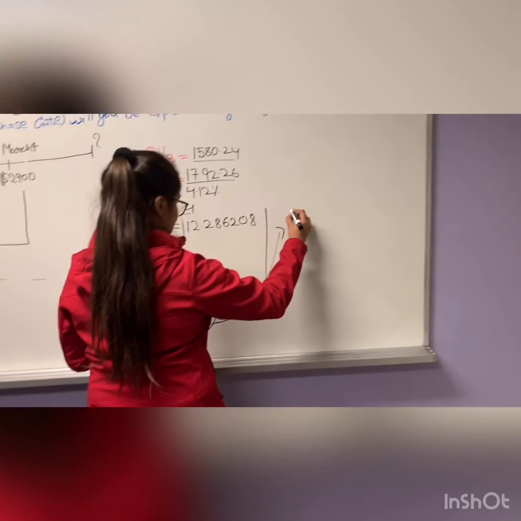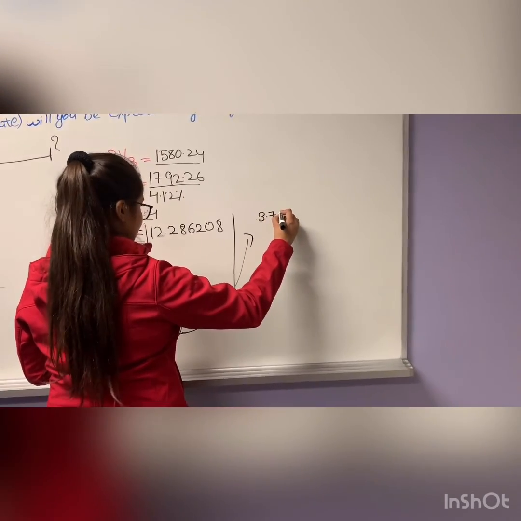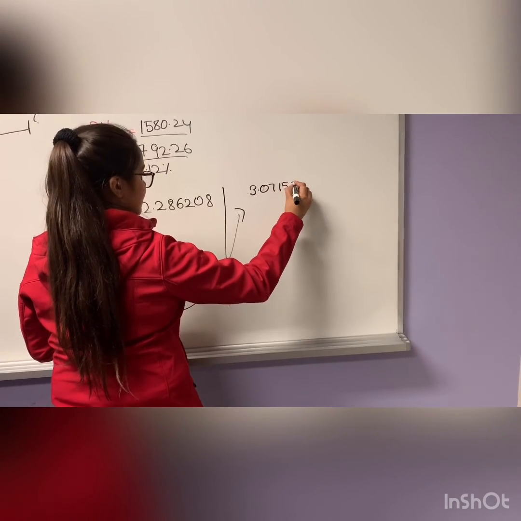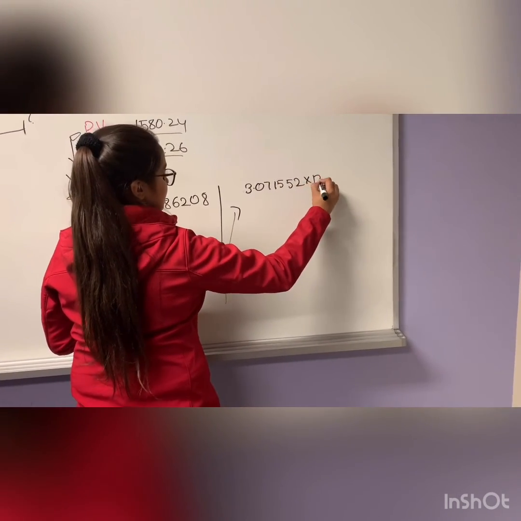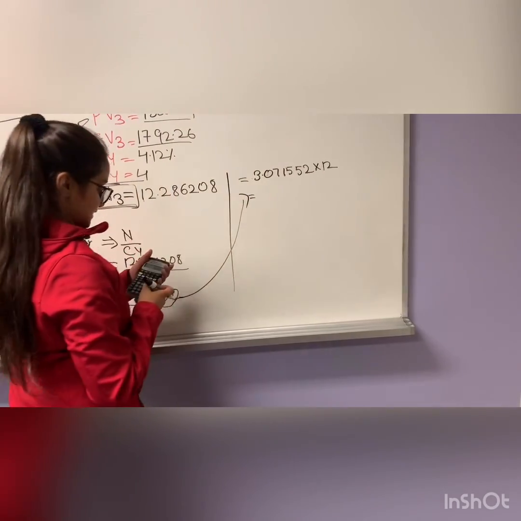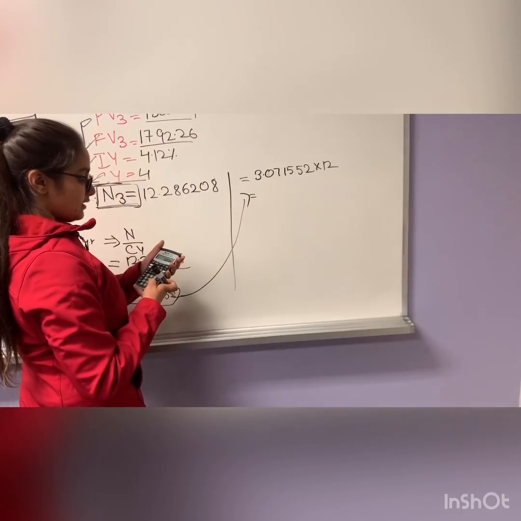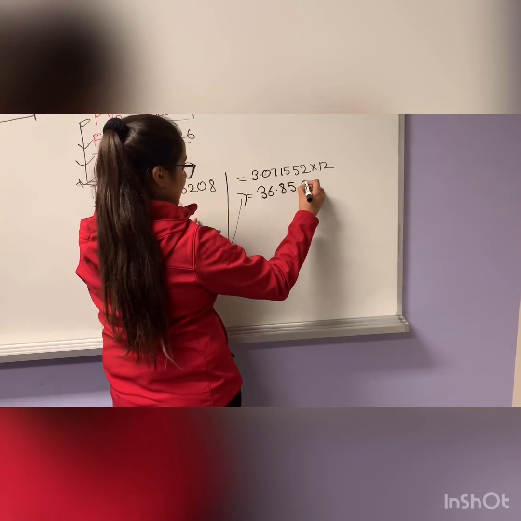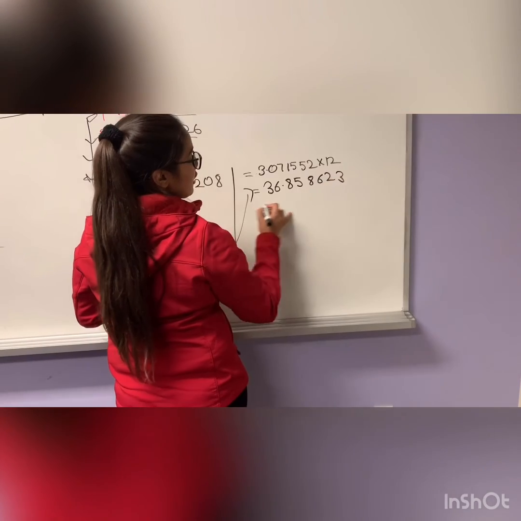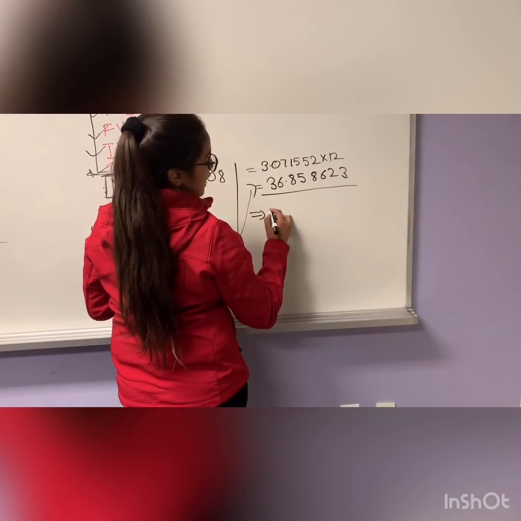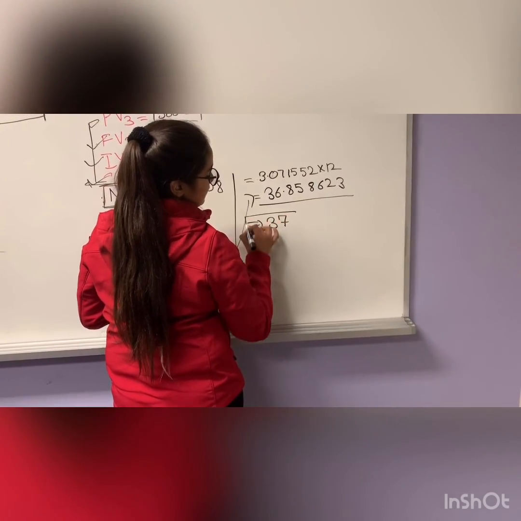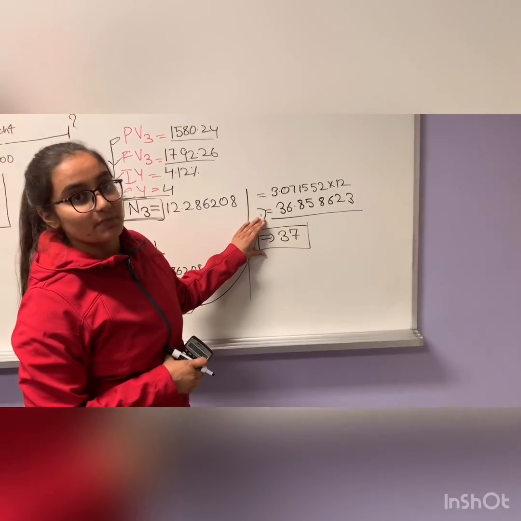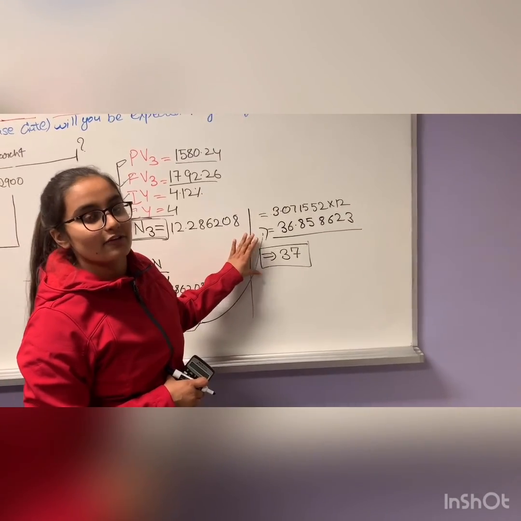So the final answer is 3.071552 into 12. So I'm multiplying it on my calculator. It's 36.858623. So now I'm rounding this figure. The last rounding figure is 37. So the final payment will be after 37 months. It's our end. So it's our final answer.